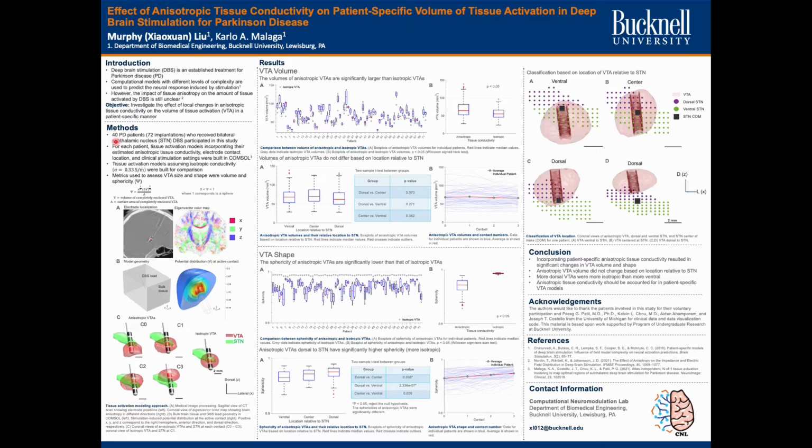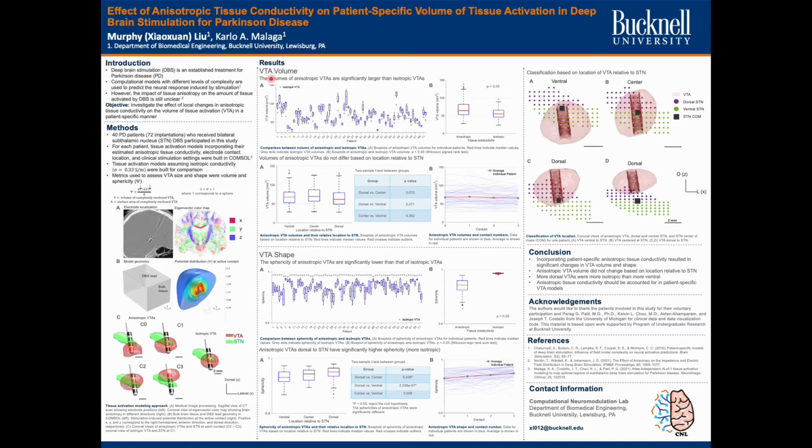40 patients who received bilateral STN-DBS surgery participated in this study, which resulted in 72 implantations in total. The tissue activation models incorporating patient-specific electrode localization and brain anisotropy were built using the finite element approach. To account for local change in brain anisotropy, the tissue activation model was built for each contact. In addition, isotropic models with uniform brain conductivities in all directions were built for comparison. The metric used to evaluate the size of the VTA was volume.